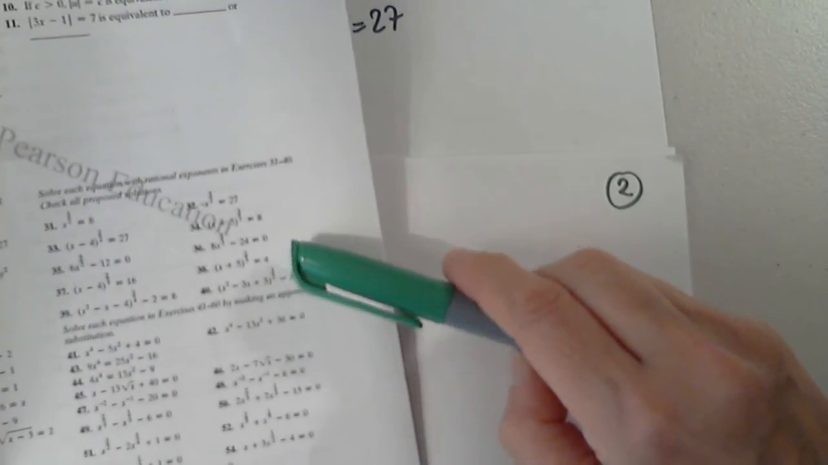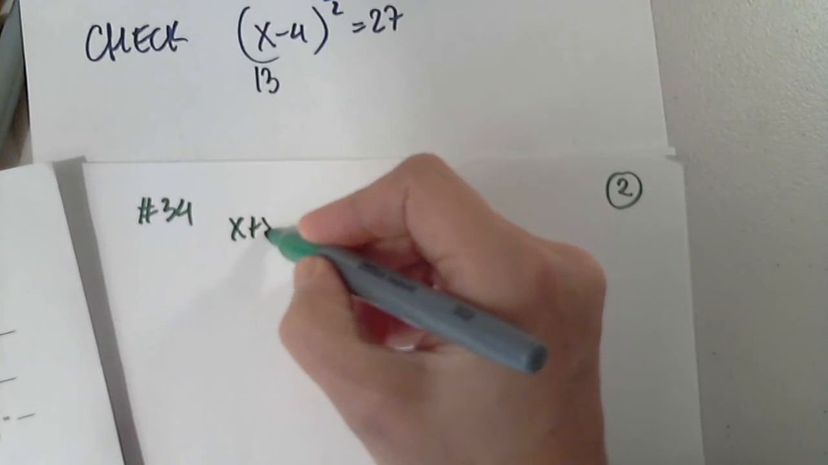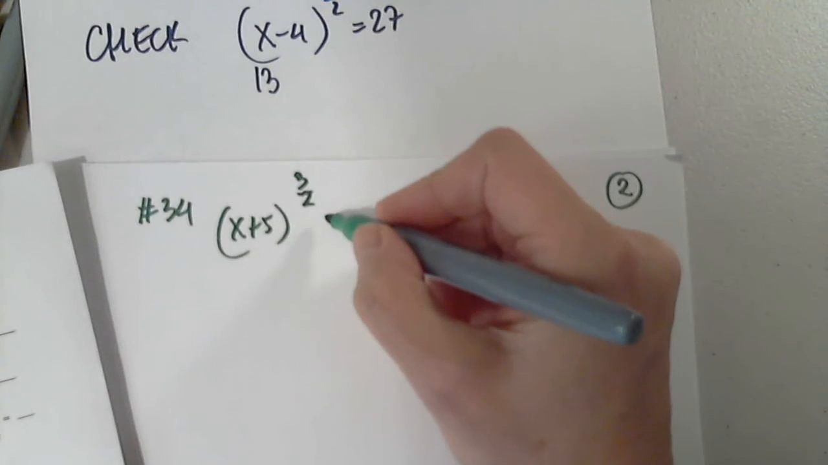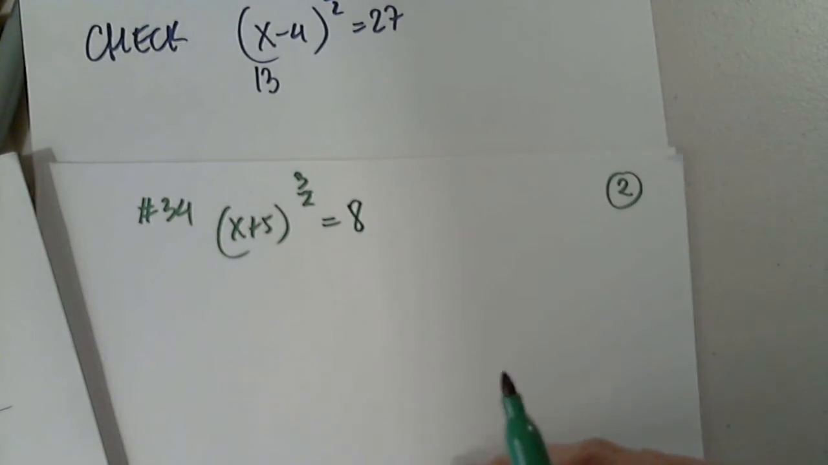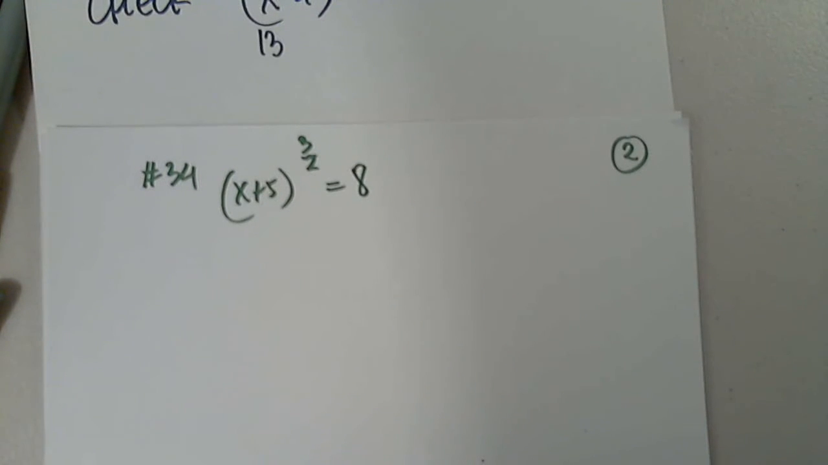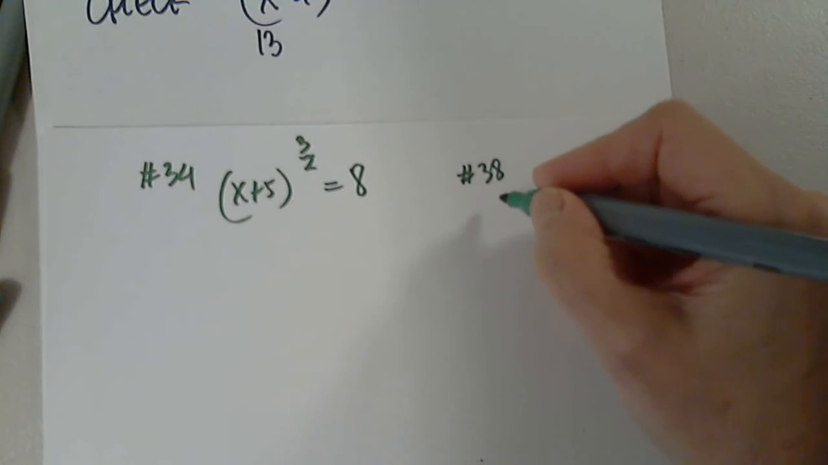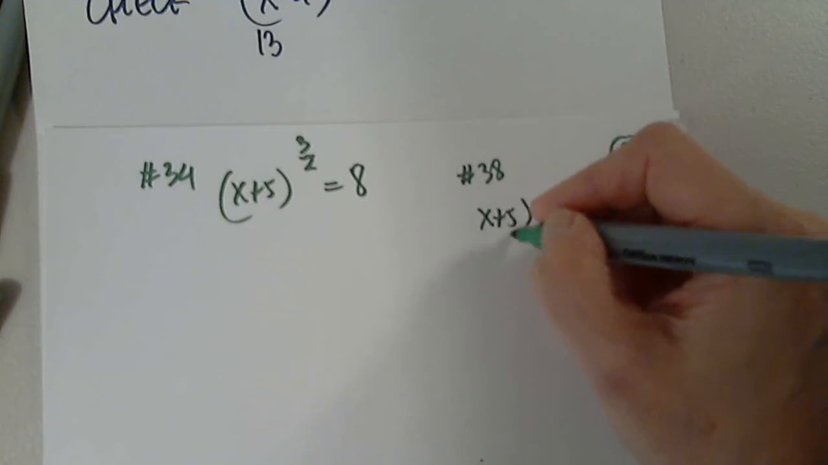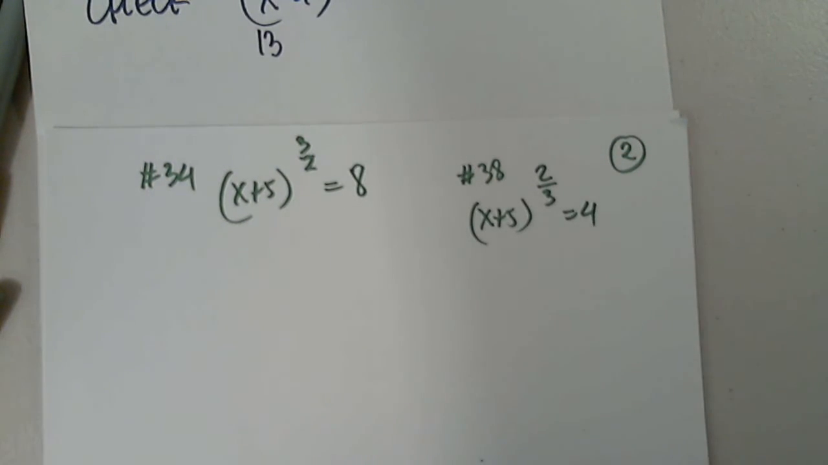Okay, so let's continue with, let's say, 34. (x plus 5), everything to 3/2, equals 8. It has the same power. Since I wrote it, I didn't want the same power, I wanted a different power. Yeah, so then we're going to look at 38 after this one. Since I started it and I wrote it, let's do it. And this is 2/3 equals 4.